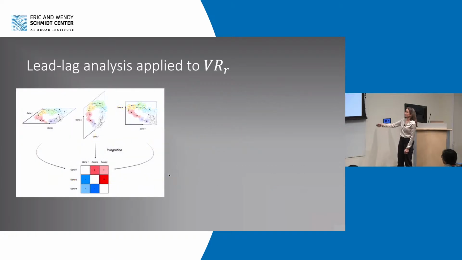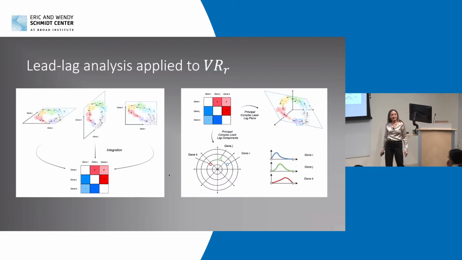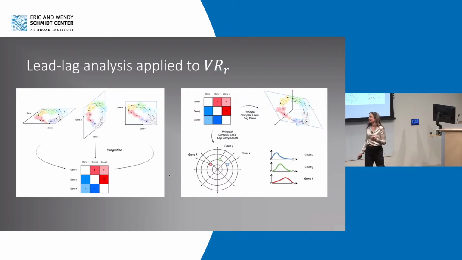OK, so here's the basic idea. We're looking at these lead-lag profiles for different pairs of genes. It gives us our lead-lag matrix like this. And from that, we can determine the principal lead-lag plane like this, onto which we can project, and then determine from that what the components of the different genes are along this path. And it tells us how we can order them as we go around our cyclic process. OK? So that's the basic idea.